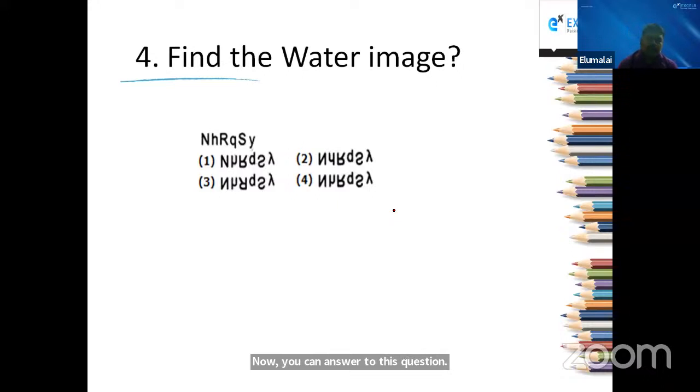NH or QSY. What is the water image of this one?